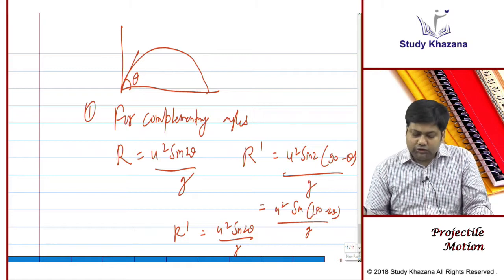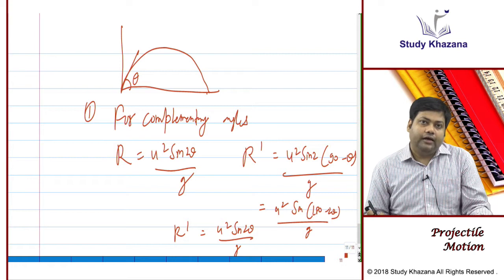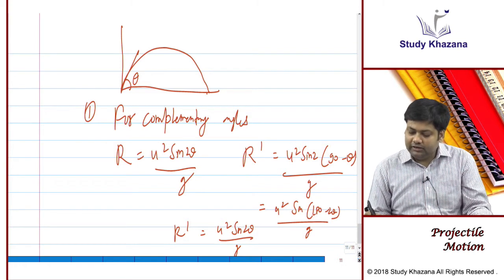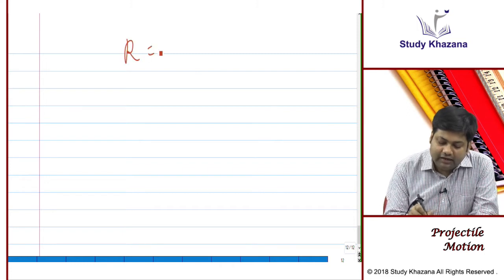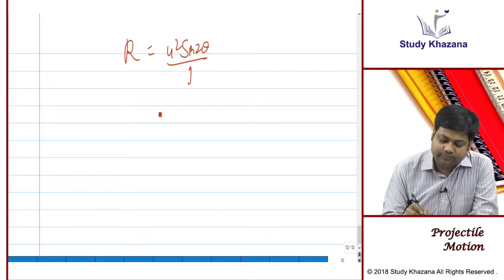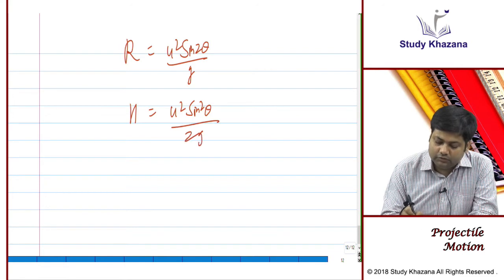We'll also see how the maximum height and the range have a correlation. So let's see. The range we derived as u squared sine 2 theta by g, and h is equal to u squared sine square theta upon 2g.